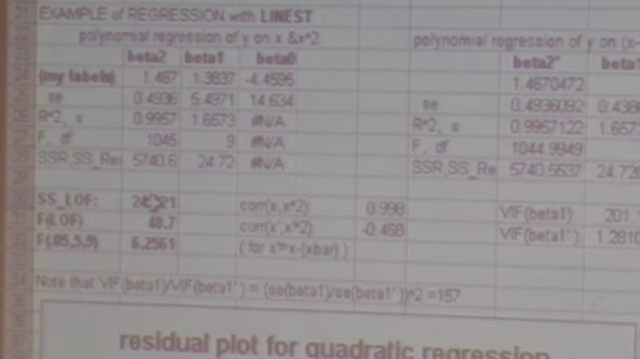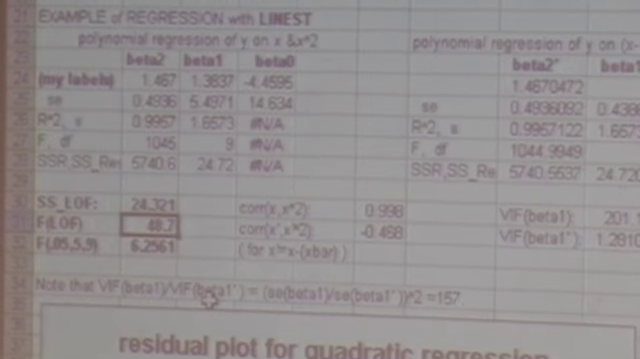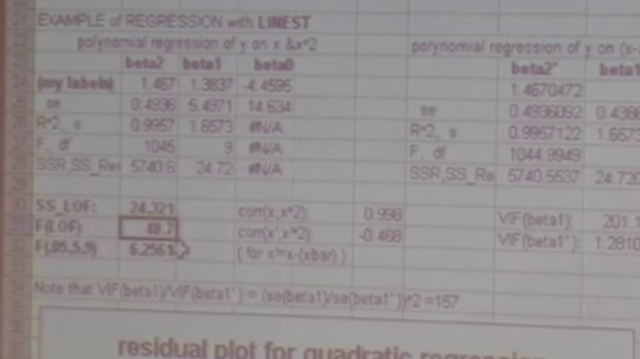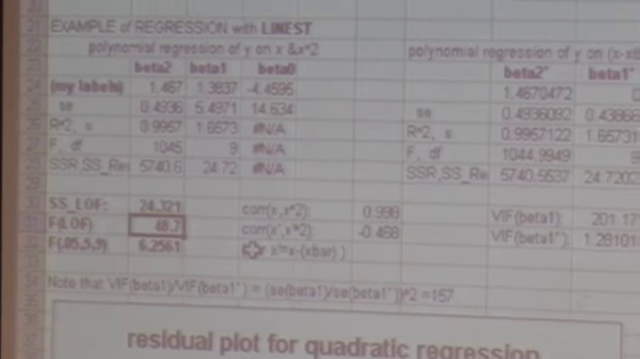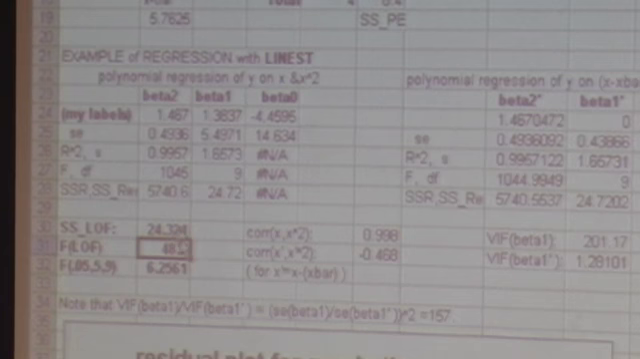We'll see. I have to divide up the degrees of freedom. SSLOF is 24. So this number is SSLOF divided by 5, divided by the 0.1. If I divide this by 5, I get about 5. Divide that by 0.1, I get about 50.